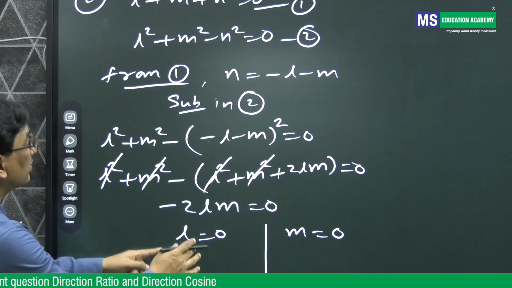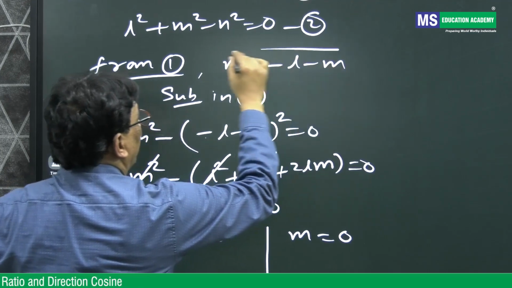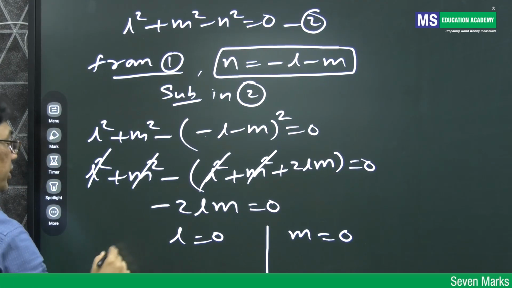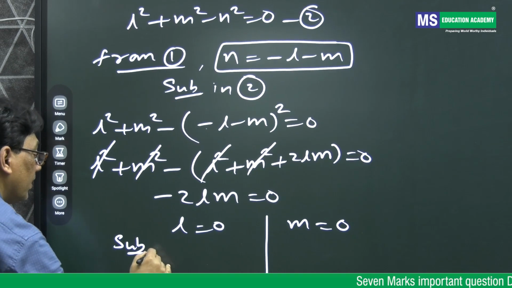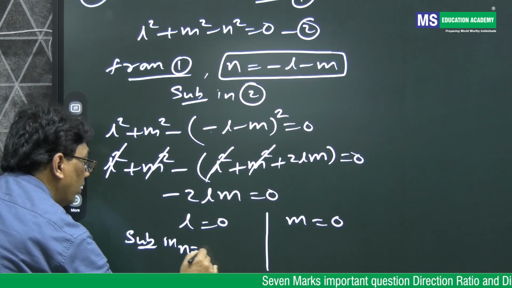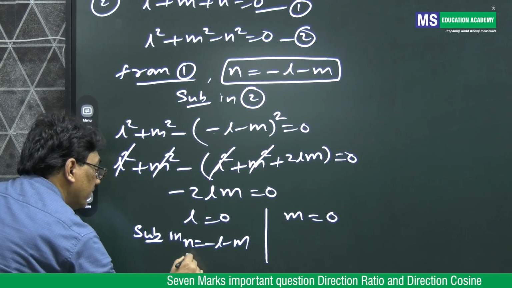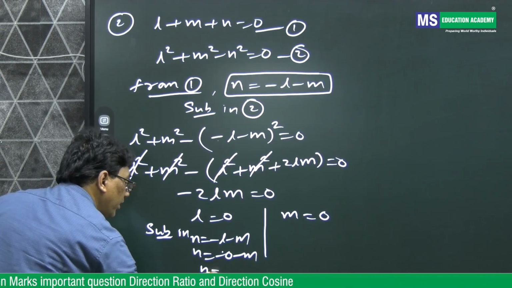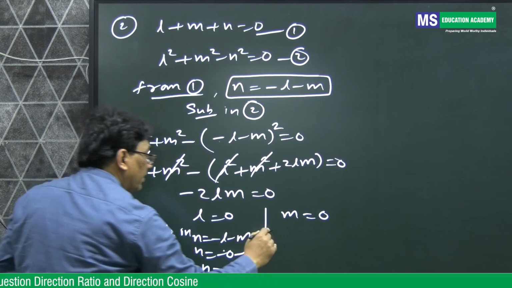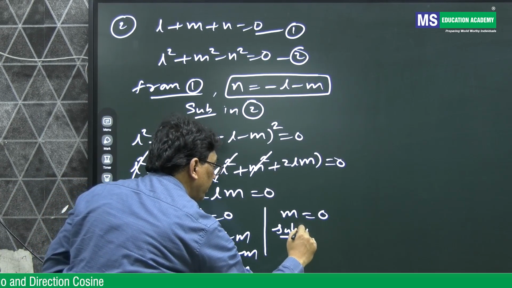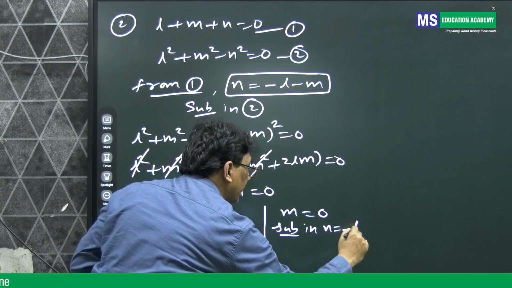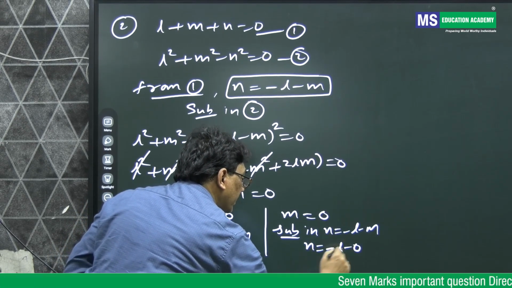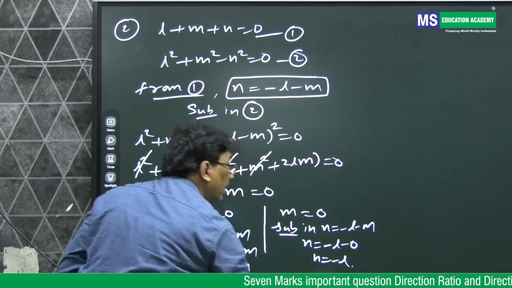After getting those values, substitute in N equal to minus L minus M. With L equal to 0, N becomes minus 0 minus M, so N is minus M. Similarly, with M equal to 0, N equals minus L minus 0, so N is minus L.